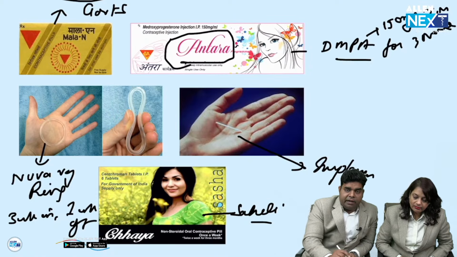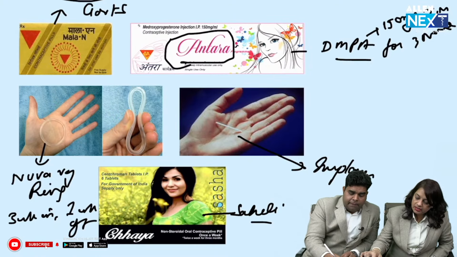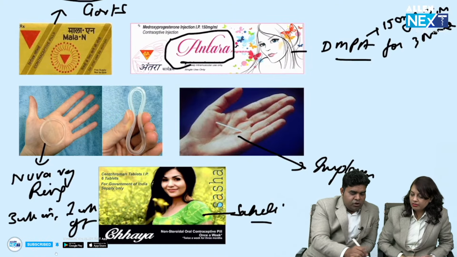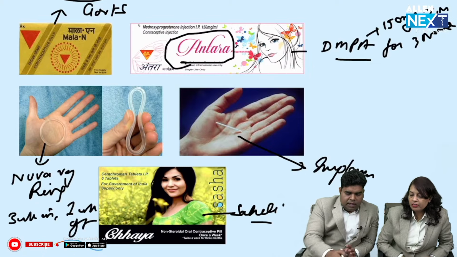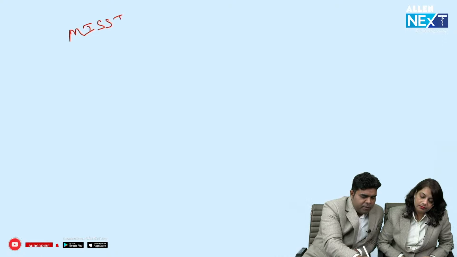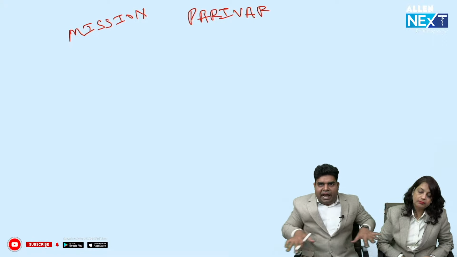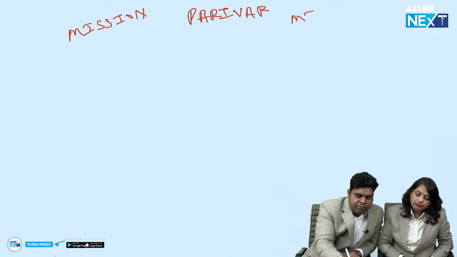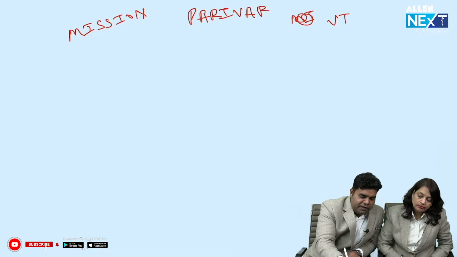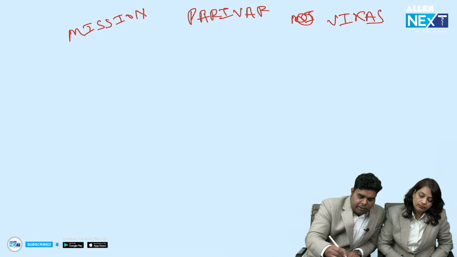All these are in Mission Parivar Vikas. But the Nova ring is not there, and even Implanon is not included. Mission Parivar Vikas is the family planning mission which the government of India has. In the logo, you will find many people holding hands together. Parivar means family, Vikas means development.